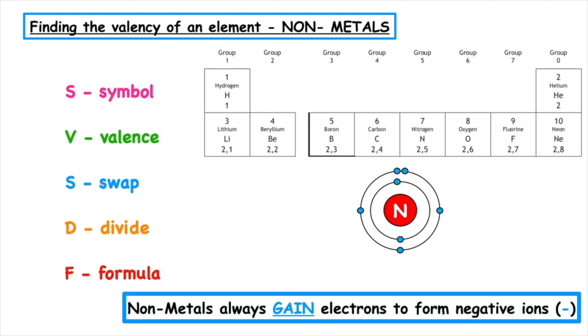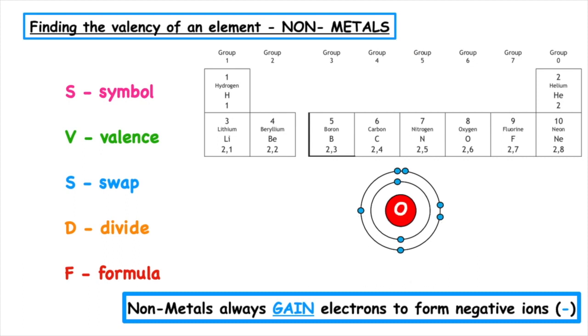Elements in group 5, however, such as nitrogen, which has the chemical symbol N and the electron arrangement 2-5, need to gain 3 electrons to achieve stability. So elements found in group 5 will have a valency of 3. That's the number of bonds that they need to achieve a full, stable outer electron shell.